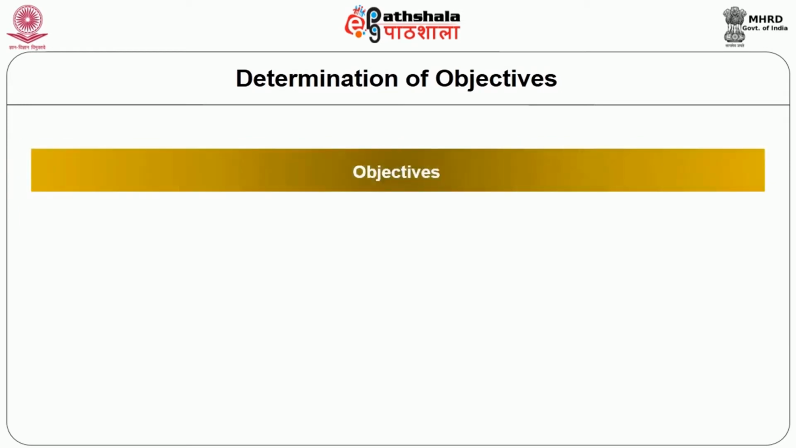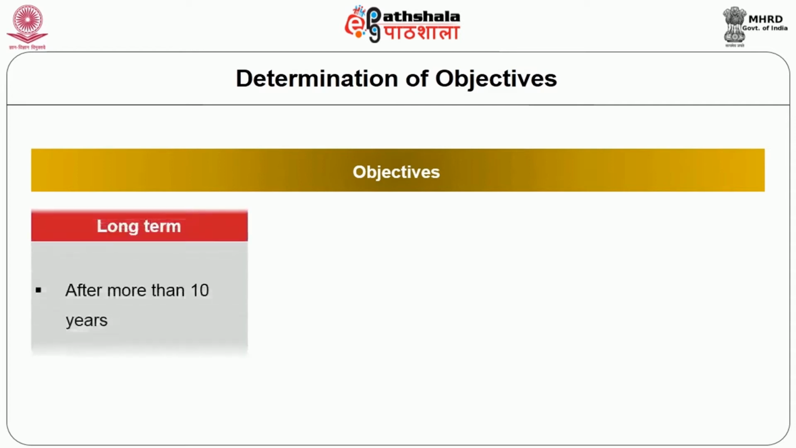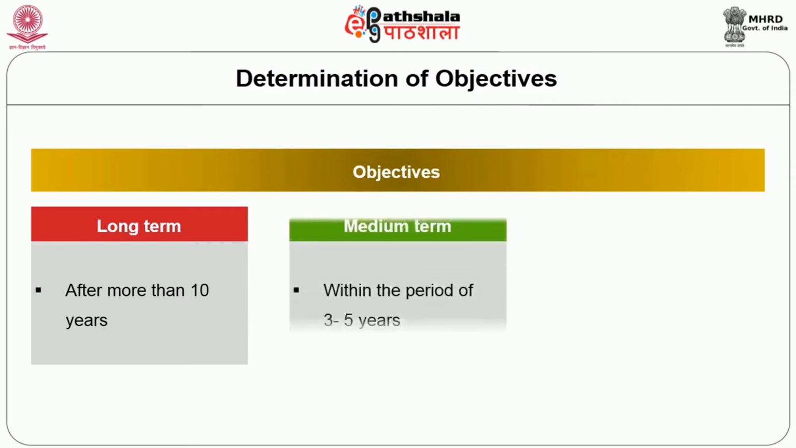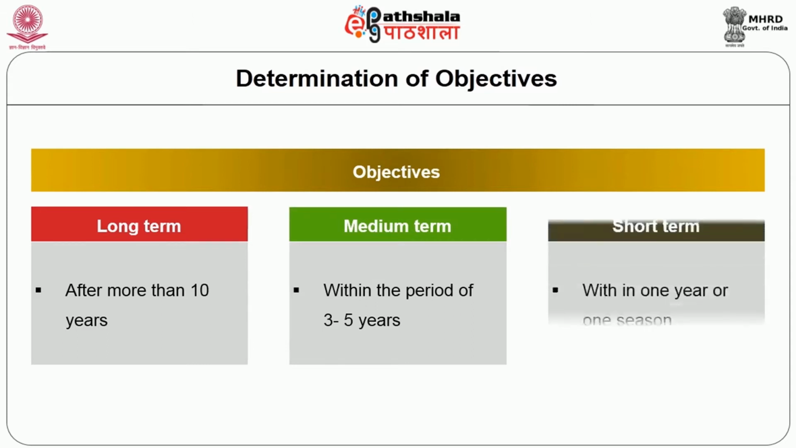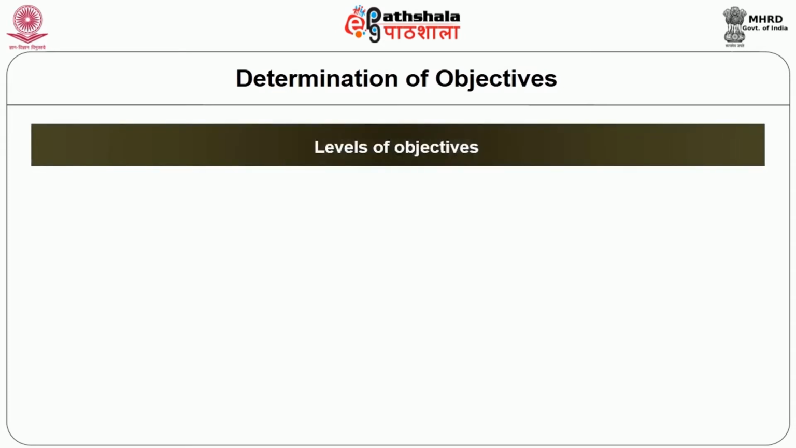Objectives can also be classified on the basis of period of achievement, such as long-term objective. That means you can achieve the desirable result after more than 10 years. Medium-term objective means you can achieve within a period of 3 to 5 years. And short-term objective means within 1 year or 1 season you can attain the results. Next part is level of objective.